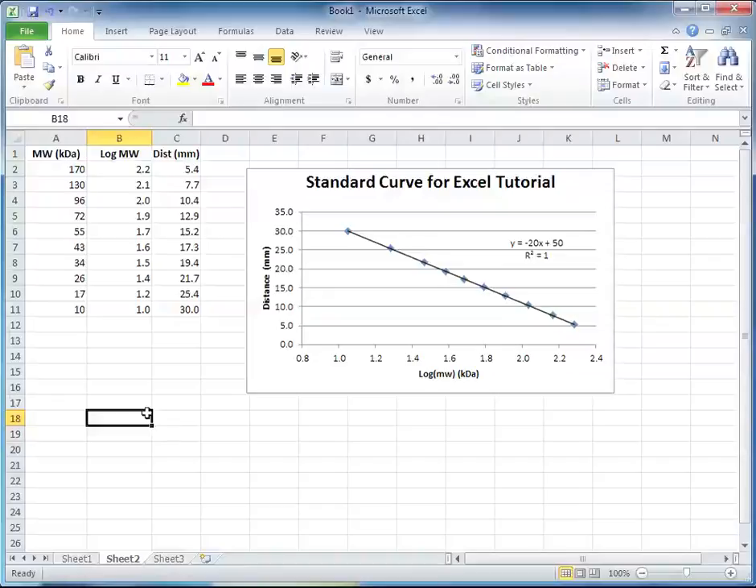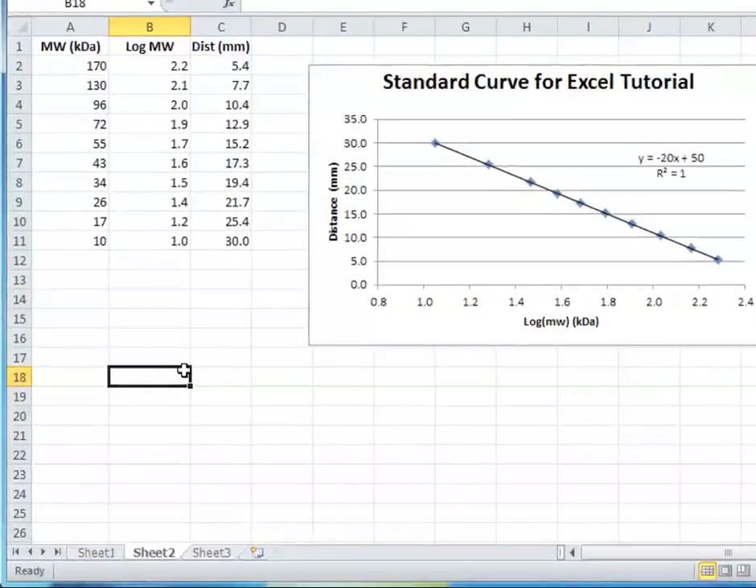I'd also like to remind you of how to use the information you get from a standard curve. Let's say you were told that you had an unknown protein that had traveled 22 millimeters on a gel. If we have an unknown protein that's traveled 22 millimeters, then 22 is our distance, so that is y. We could calculate the x value for that in a very simple fashion.